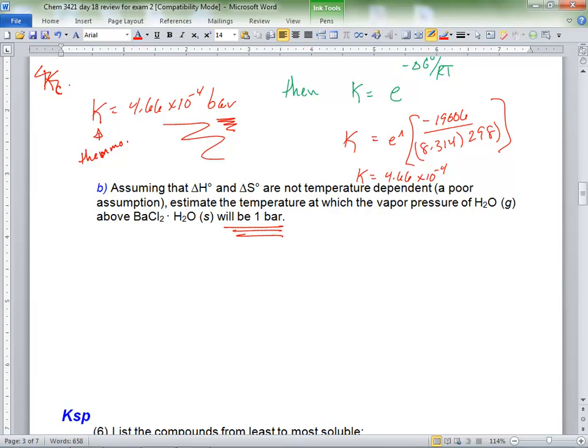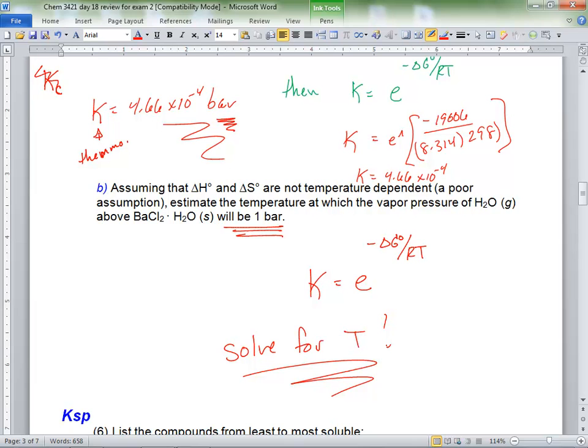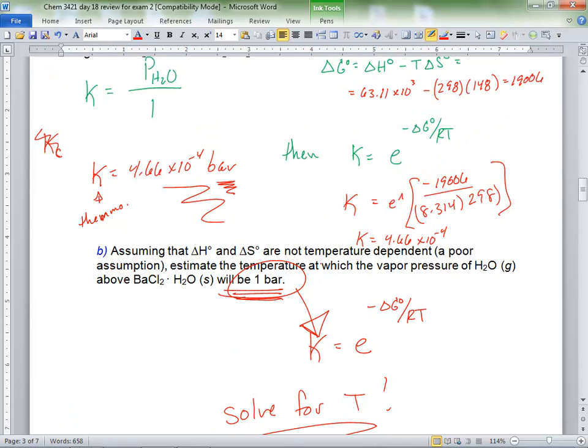Okay, did you hear the game plan for B? K is e to the negative delta G over RT. We're just going to solve for T. You know everything. You know what K is now? K is 1 bar. K is 1. Yeah, because they said the vapor pressure is 1, and since the vapor pressure is K, that will be my K. And the delta G is the same, because they said delta H and delta S don't change with temperature. You could calculate them again, but it's the exact same answer you got before.